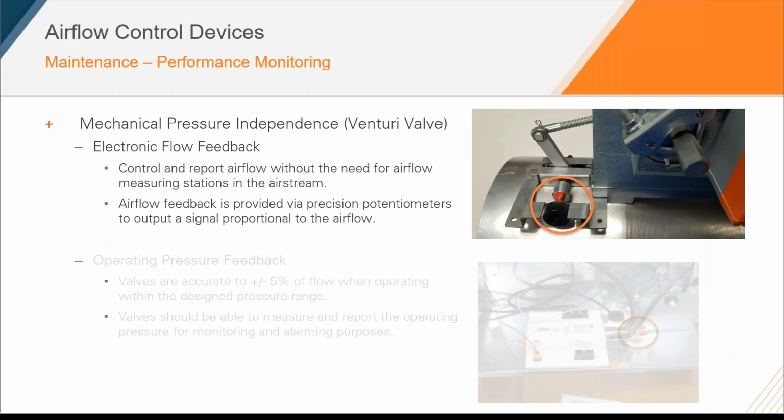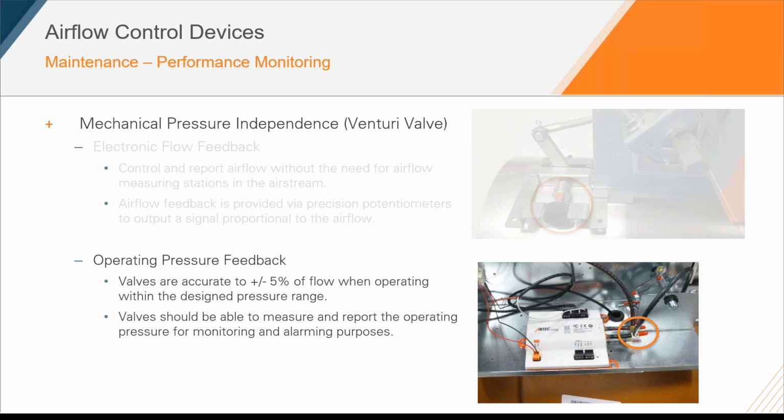So performance monitoring for venturi valve is typically going to involve two considerations. So the first one we're going to talk about is the electronic flow feedback. The electronic flow feedback allows us to control and report airflow without the need to have that airflow measuring station. As you can see in the image on the right, I've highlighted the potentiometer, that high accuracy precise potentiometer that's measuring the position of the lever arm, which then allows us to calculate what the airflow of the valve is going through based off of the factory calibration that's been done with this valve.